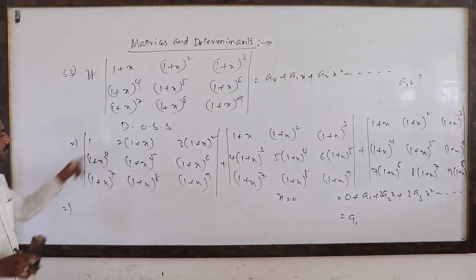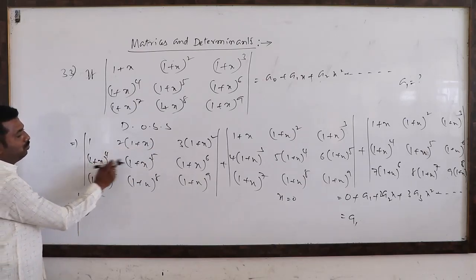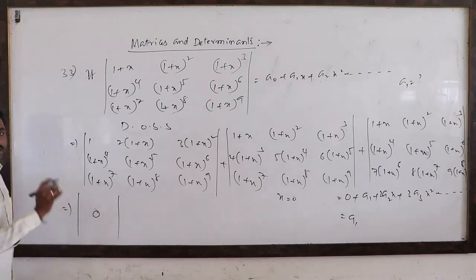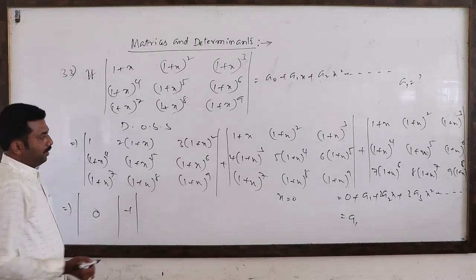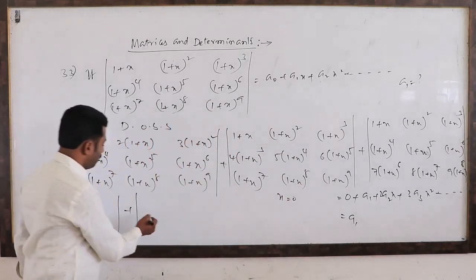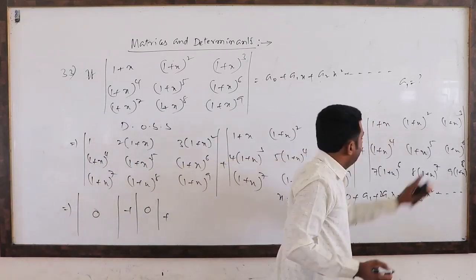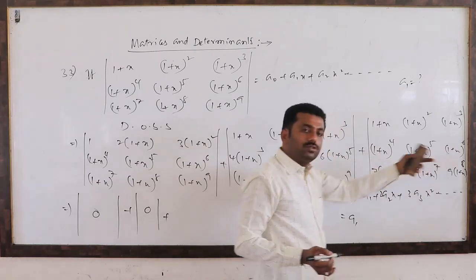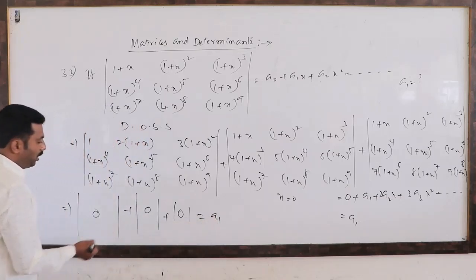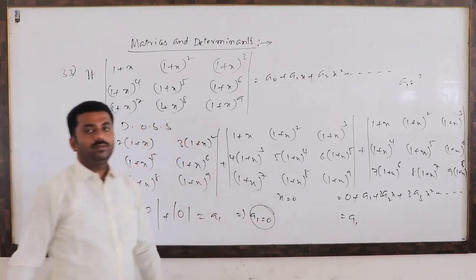See, x 0 means first row you observe 1, 2, 3, this is 2, 2, 2 — 2 rows are identical, means this determinant is 0. Next, x value 0 means 1, 1, 1, 1, 1, 1, so this determinant is also 0. Third determinant 1, 1, 1, this is also 1, 1, 1, so again this determinant is 0. Right side a1. So clearly what is a1 value? Nothing but 0. So like that we have to answer.